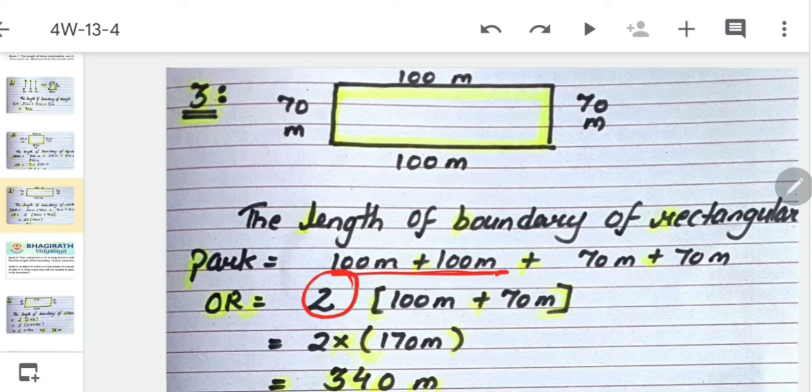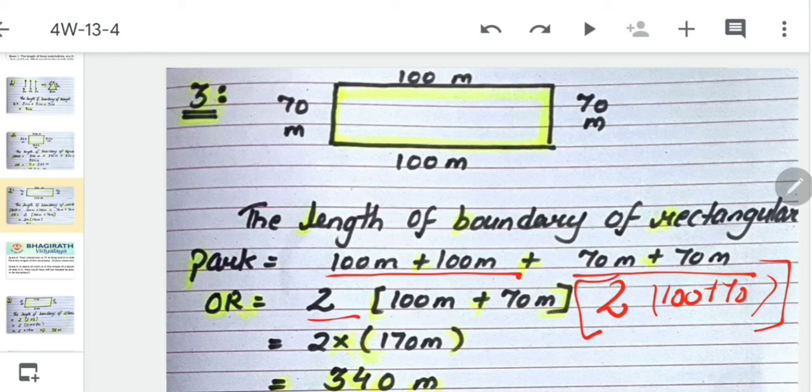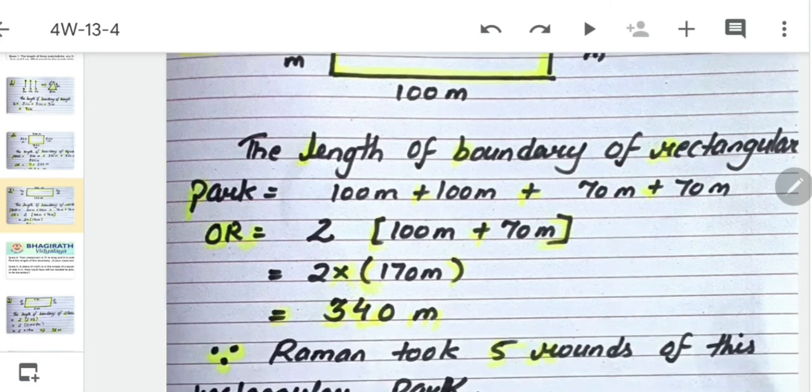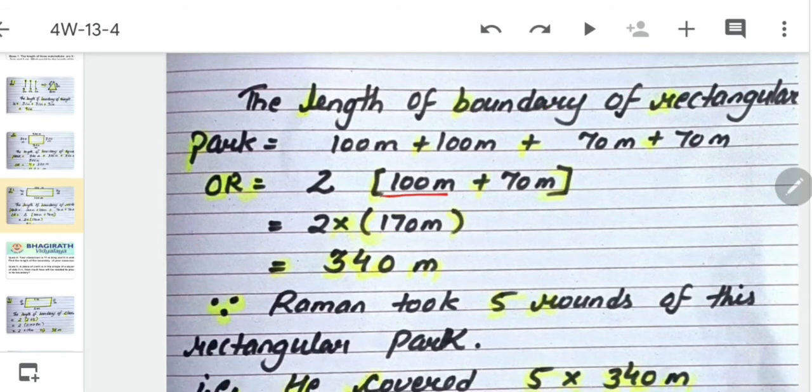So what we can do, we can multiply it with 2, or here we have to add width twice, so we can multiply it with 2 to get our answer. So instead of adding length twice and breadth twice, we can directly multiply their addition with 2 to get our answer. That is 2 into (length plus breadth) is our formula to find out the boundary of a rectangular park or rectangular figure.